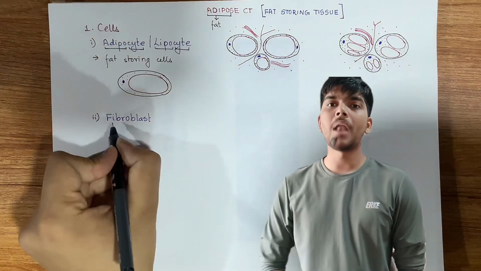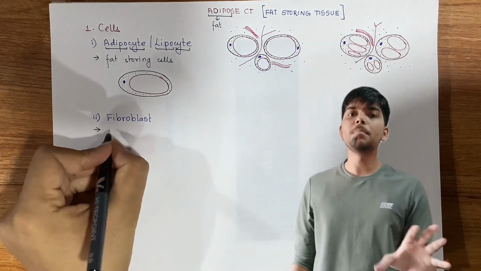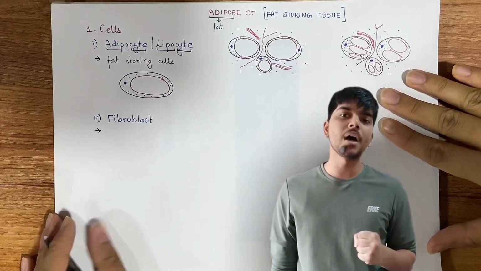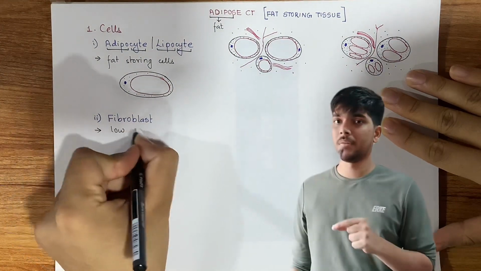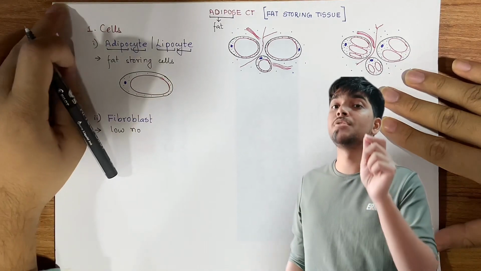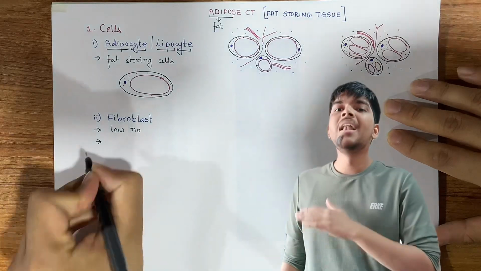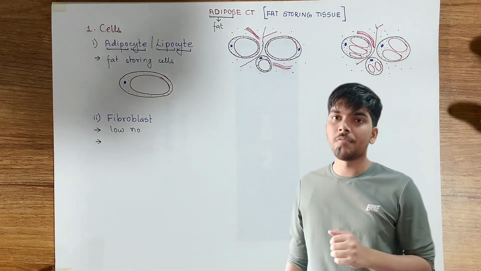Second are your fibroblasts or the fiber secreting cells, which secrete fibers. Fibroblasts in adipose connective tissue are found in very low number. That's because adipose connective tissue, the major function of it is to store fat. So in order to store as much fat as possible, large number of adipocytes are found.